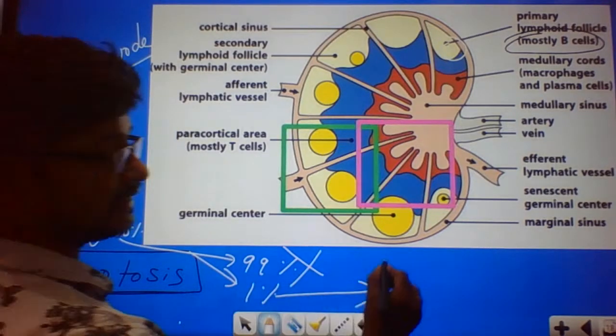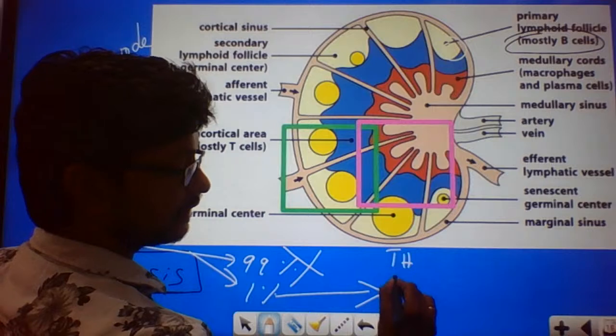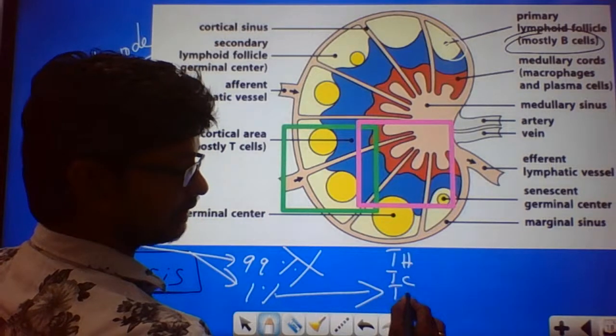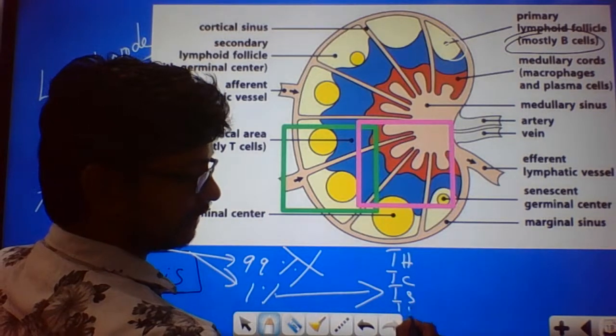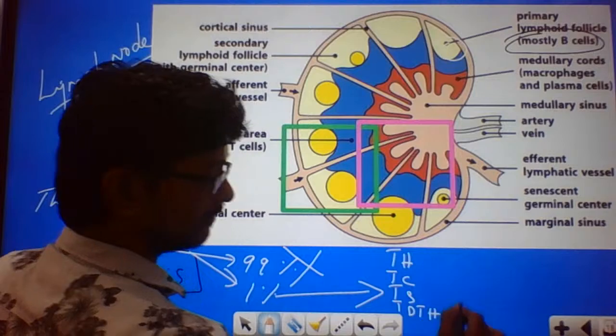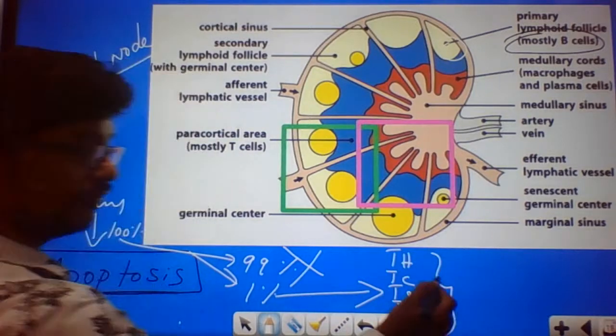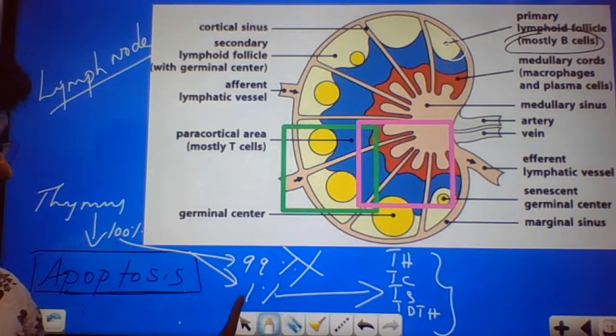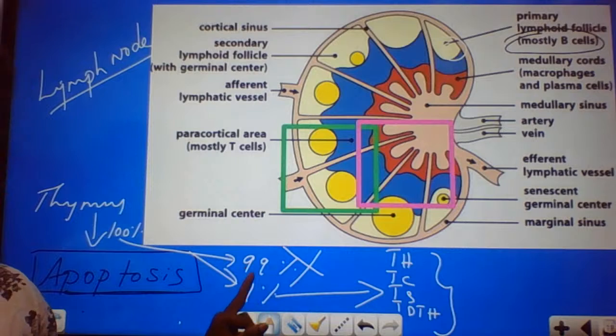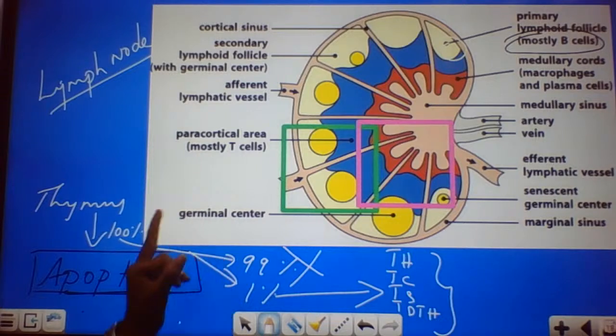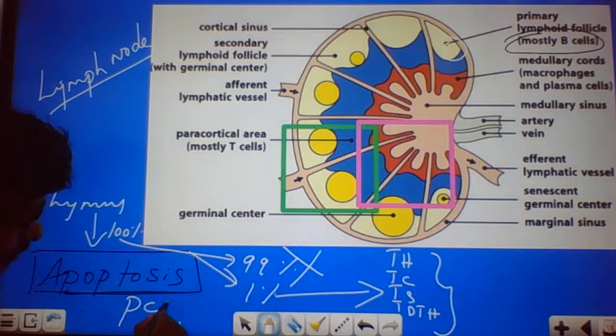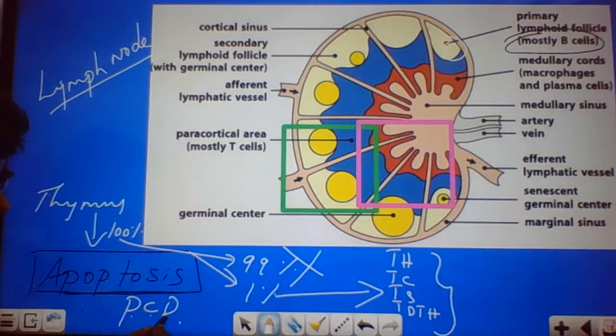In the 1%, the cells that come are T helper cells, T cytotoxic cells, T suppressor cells, and T delayed type hypersensitivity cells. These 4 types of T cells come under this 1%. What will be the fate of the remaining 99%? The remaining 99% of the thymocytes which are getting killed, we call it PCD, programmed cell death.